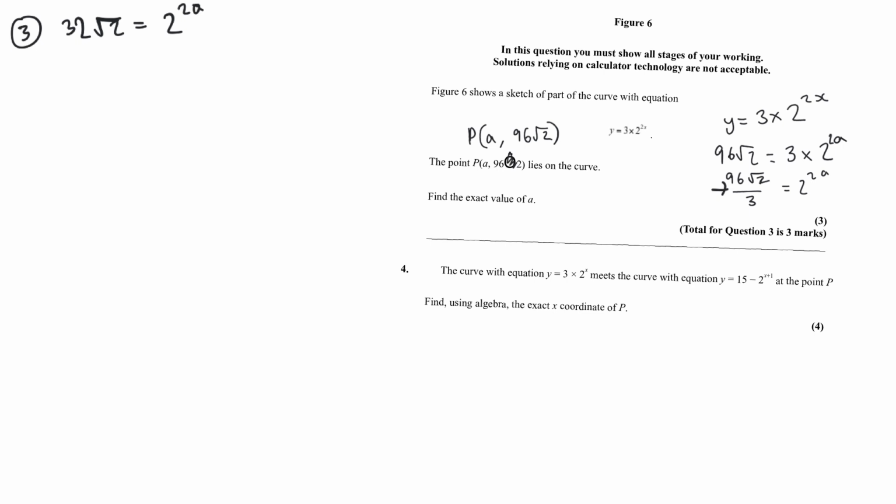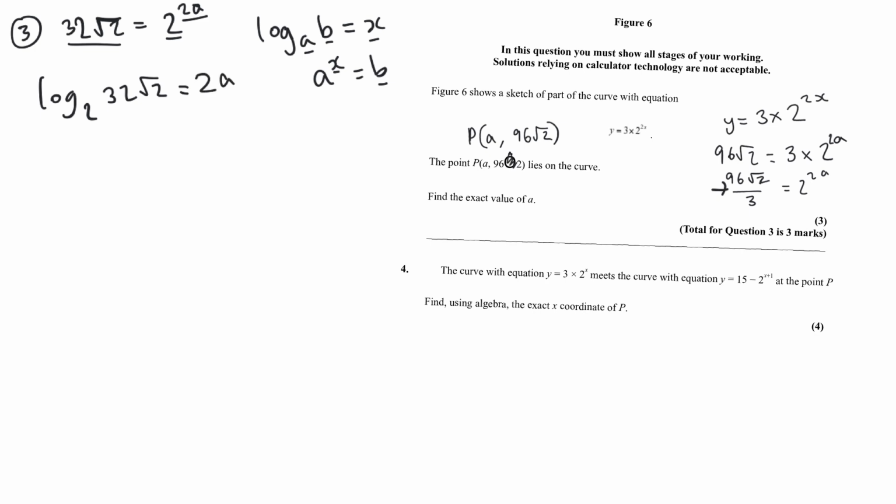Now we're going to end up using logarithms to help us work this out. Remember the law: if a to the power of x is equal to b, then log base a of b is equal to x. In this scenario, the 2 is our a, so it's log base 2, and b is 32 root 2, and the power is 2a. So that's equal to 2a.